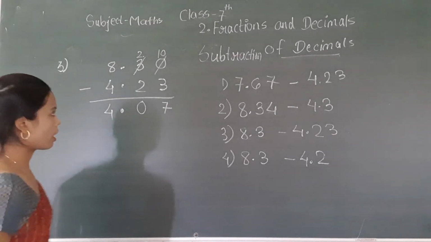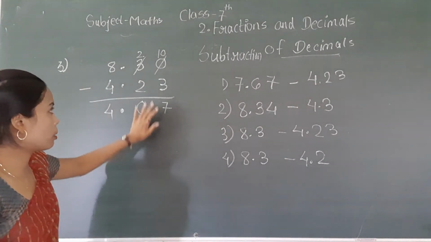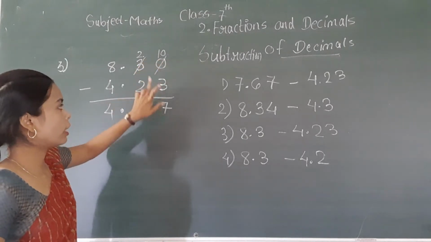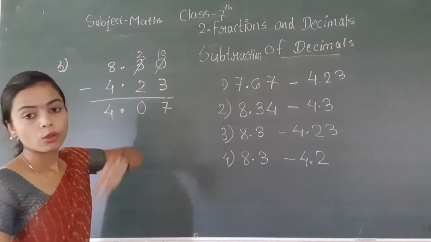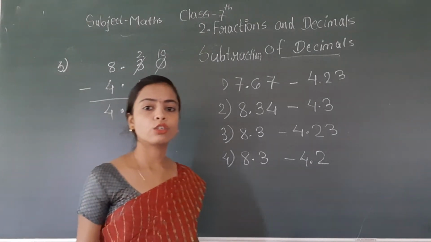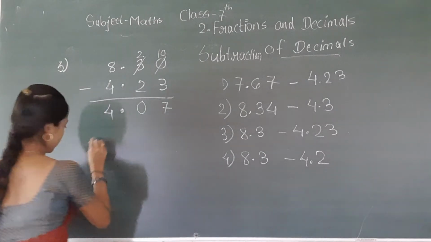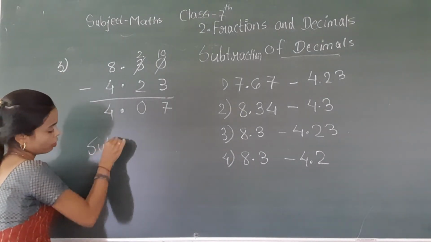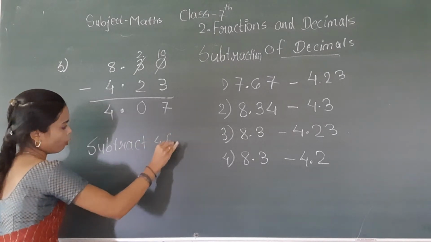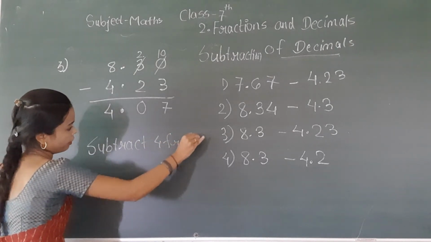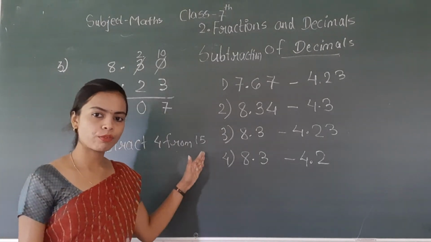So this is how we perform subtraction of decimal numbers. Subtract 3 from 10. Okay, one more thing is there, where you will make a mistake. If the question is that we subtract 4 from 15, that means you have to subtract 4 from 15.